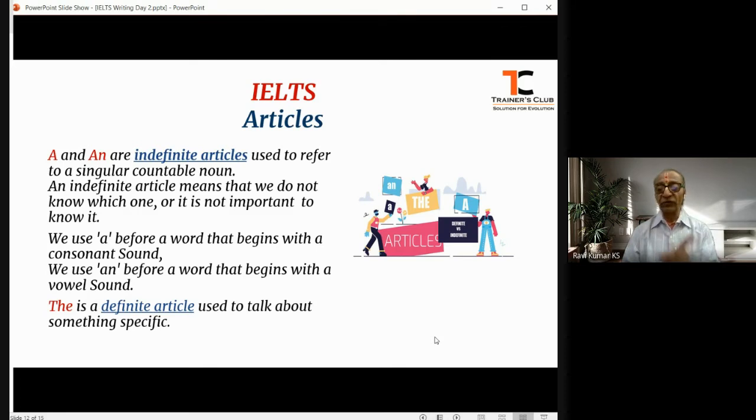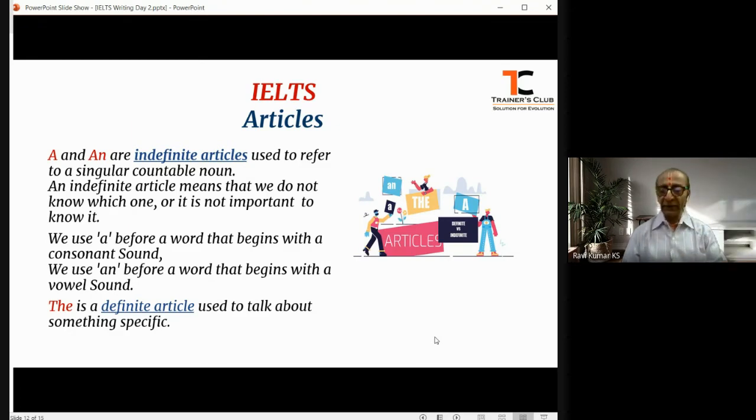Articles cannot be used for uncountable nouns. Articles cannot be used for plural nouns. That means when the nouns are in the plural form. So very simple, articles are used to refer to or represent a singular countable noun. Very simple. There are two kinds. One is the definite article, the other one is the indefinite article.